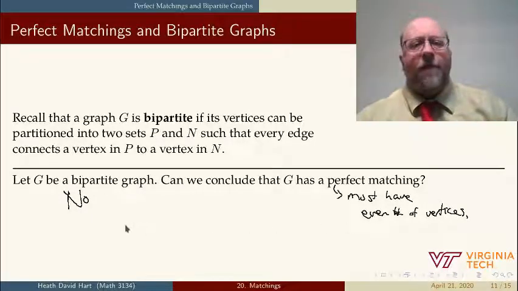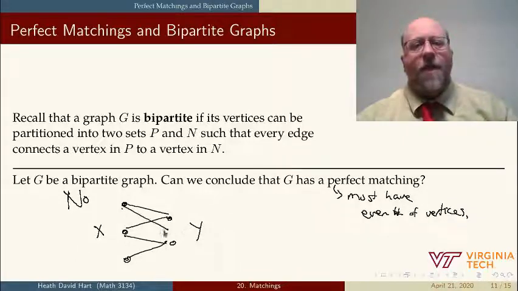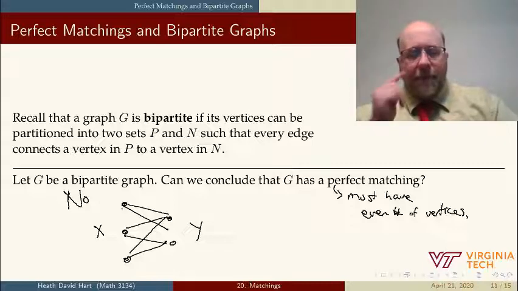And a bipartite graph does not. I could have this graph here that has 3 vertices in X and 2 vertices in Y, and have edges that connect from X to Y. But they won't have a perfect matching because there are 3 vertices to be matched over here and only 2 vertices to be matched over here. So bipartite does not automatically guarantee a perfect matching.